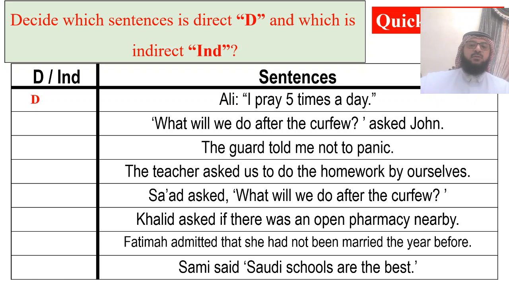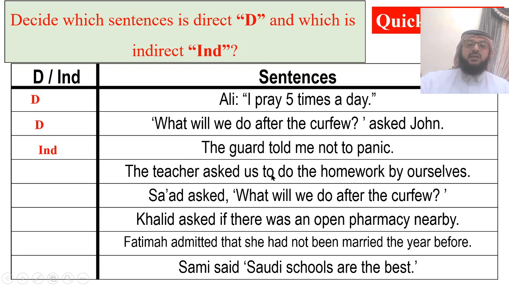كلام علي بالضبط. Okay. What will we do after the curfew? بعد الحظر ماذا سنفعل? Asked John. لاحظ ان هذا الكلام هل تم العبث فيه ونقله من شخص لآخر ولا هذا نفس الكلام؟ إذا نفس الكلام حنقول D direct. مو نفس الكلام حنقول indirect. Okay. 1, 2, 3 direct. The guard told me not to panic. أمرني أن أو طلب مني أن لا أهلع. 1 2 3 indirect. Very good.